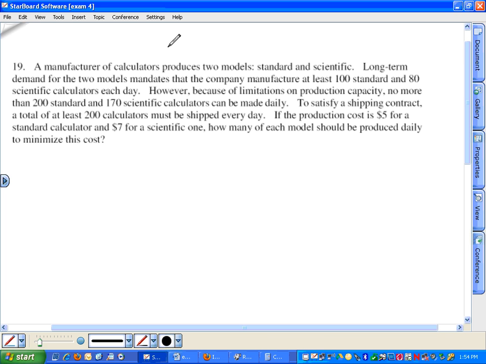This is the linear programming one. What they're asking is how many of each model should be produced. And it's not just how many should be produced, but how many should be produced to minimize costs. So their objective here is to minimize costs. We have an objective function. And what are we dealing with? We're dealing with standard and scientific calculators.